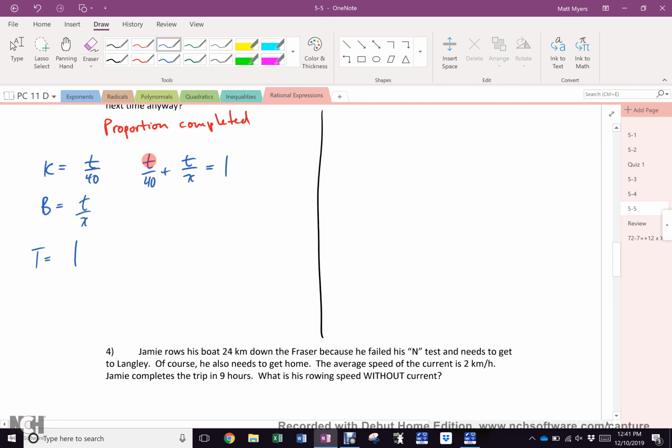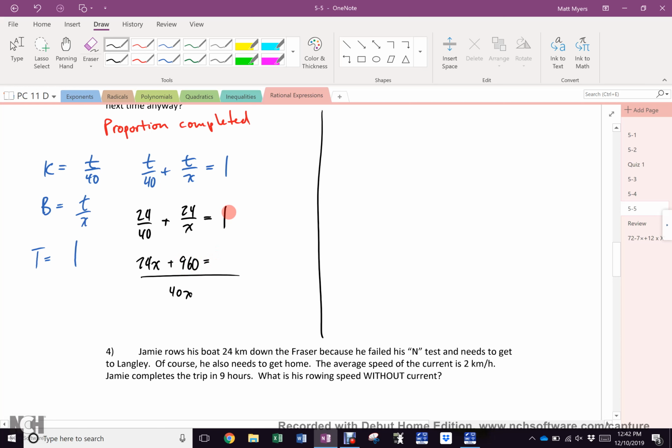So, what goes here? 24 over 40 plus 24 over X equals 1, and then I solve it. What's my common denominator? 40x. What does this guy need? 24x. What does this guy need? Plus 24 times 40. Get your calculators out. It's going to be 960. Equals.